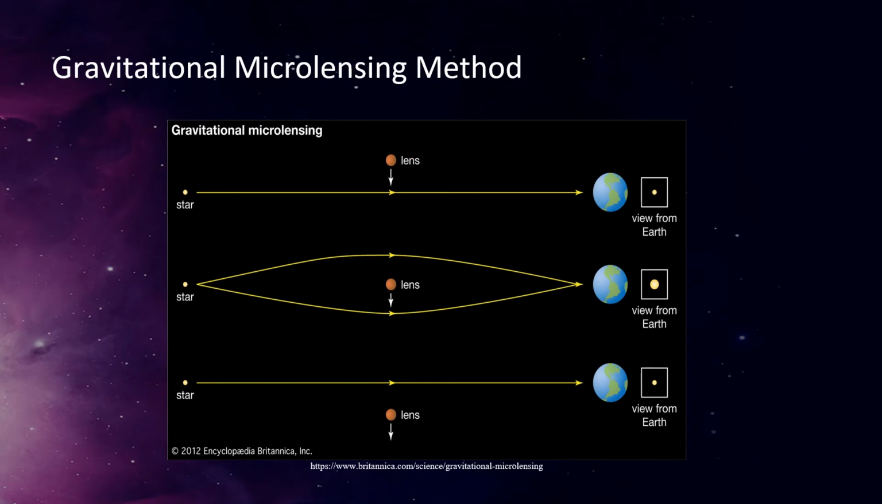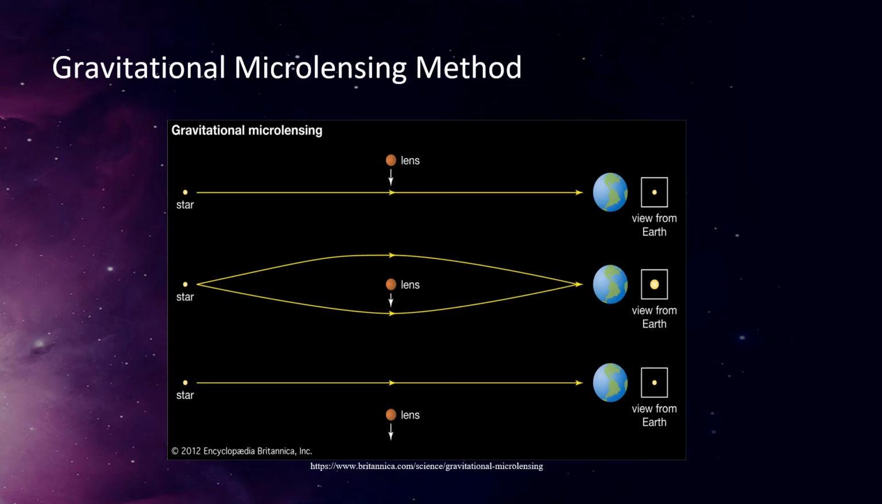The last method is gravitational microlensing. Gravitational microlensing works when an exoplanet passes between a star and the observer. Gravity causes the light from the star to bend around the exoplanet and act as a magnifying glass and make the star appear brighter to the observer for a short period of time.